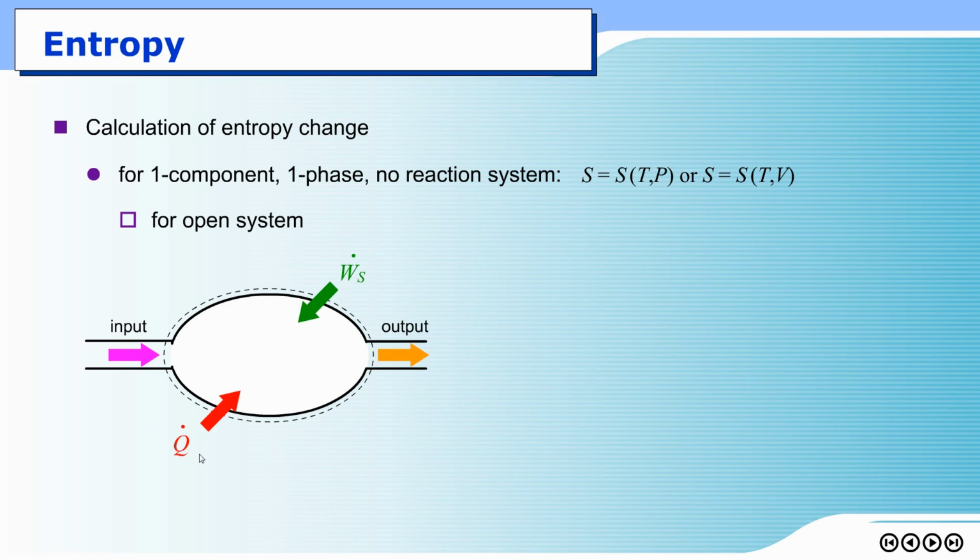Again, the system can be at steady state or can be unsteady state in general. If the input mass over here has the entropy of S1, and S1 should have the unit of joule per mole or kilogram Kelvin. At the output, the entropy would be S2.